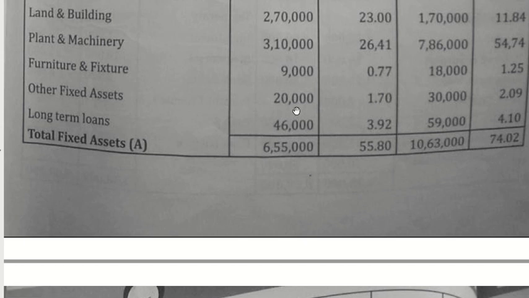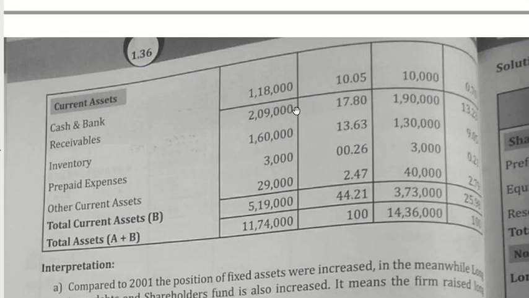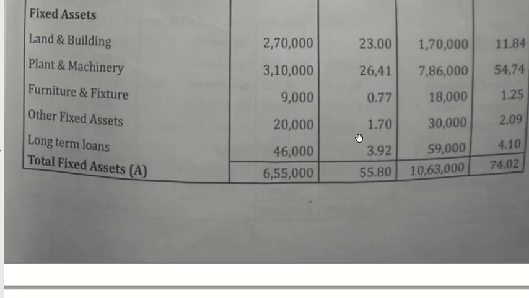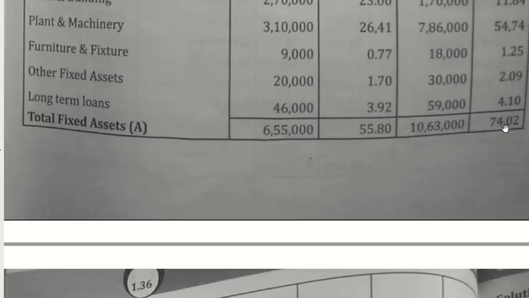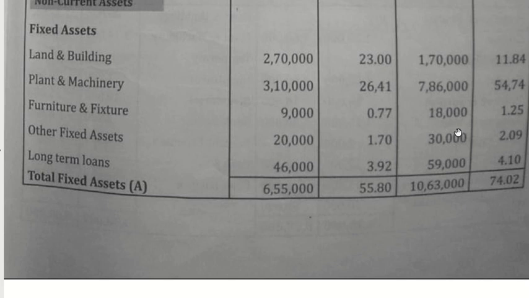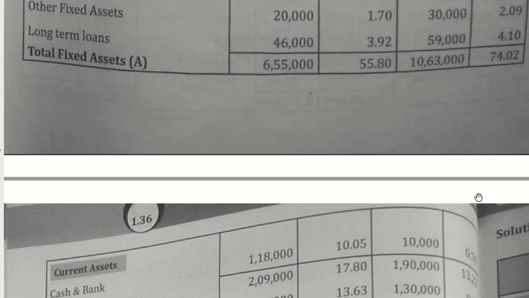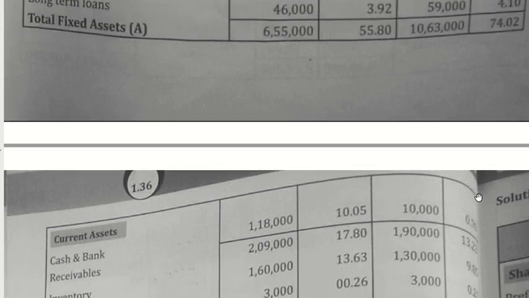Other fixed assets, 20,000 divided by the total of 2001, which is 11,74,000, you get 1.70. Then 30,000 divided by 14 lakh 36,000, you get 2.09. Long-term loans, 46,000 divided by the total, you get the percentage to be 3.92. And 59,000 divided by the total, you get 4.10.